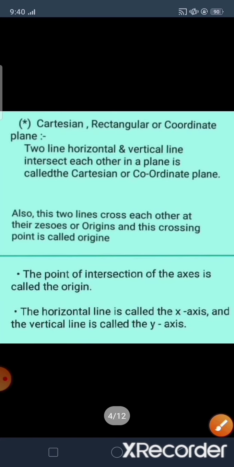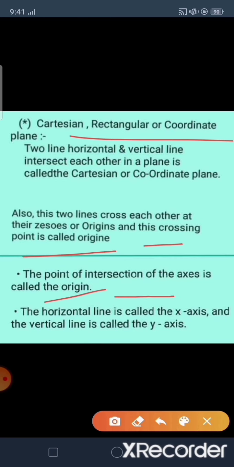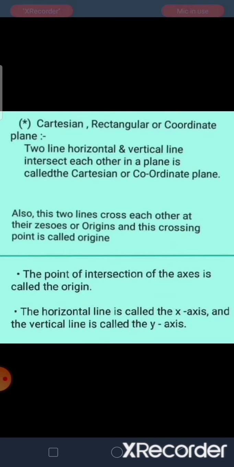Next, the Cartesian, rectangular or coordinate plane. So we write the definition this way: two lines, a horizontal and a vertical line, intersecting each other in a plane is called the Cartesian or coordinate plane. Also, these two lines cross each other at their zeros or origins, and this crossing point is called the origin. So we say properly that the point of intersection of the axes is called the origin. And last, the horizontal line is called the x-axis and the vertical line is called the y-axis.